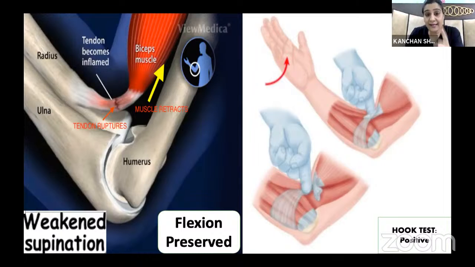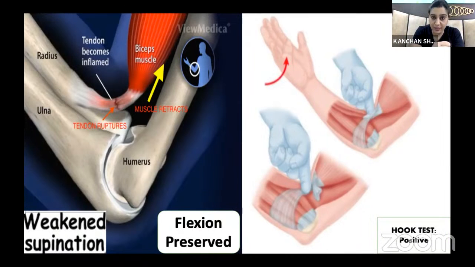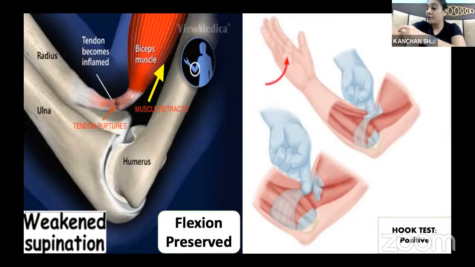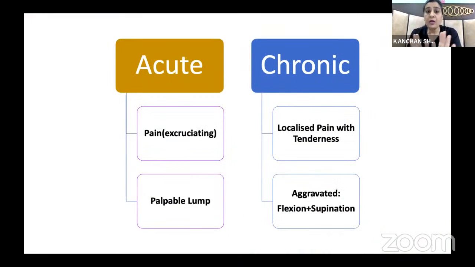And if this patient visits you and you examine him, you will see the patient will not be able to supinate the elbow, but flexion will be preserved. If you flex your elbow and try to hook the biceps tendon with your index finger, you will be able to do so. But if there is a rupture, you won't be able to do so, and this test is known as the hook test.